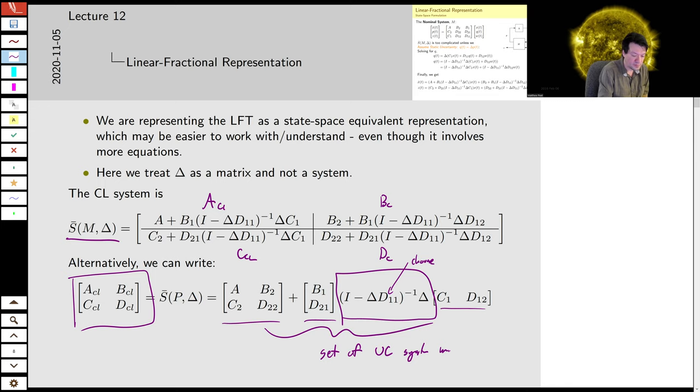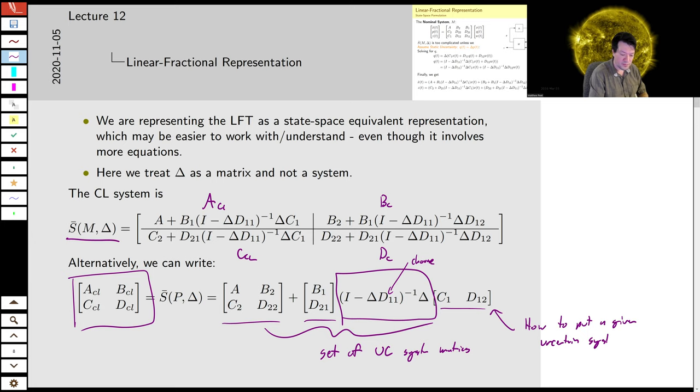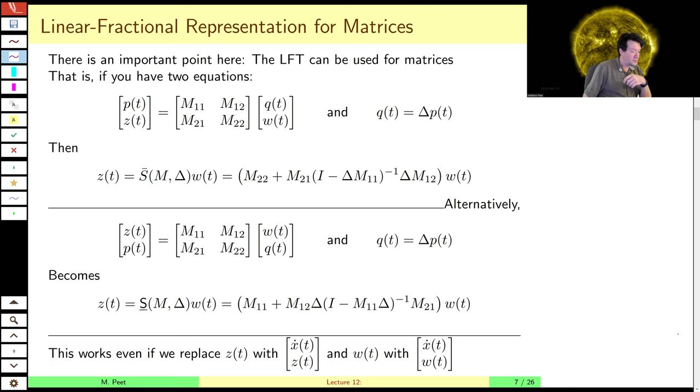And then the real chore becomes taking that uncertain mass spring you remember, and putting it in this form. So how to put a given system in this form is really the hard work that comes in here. That's what we'll be trying to address. First, let me consider what kind of uncertainties these can represent.